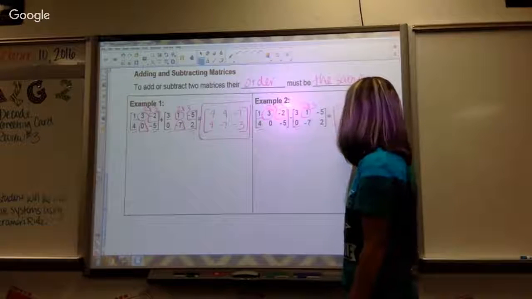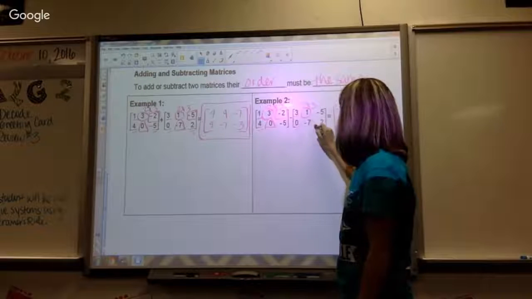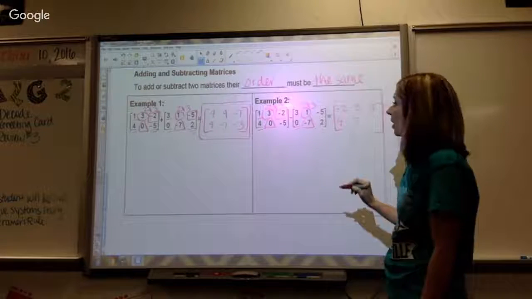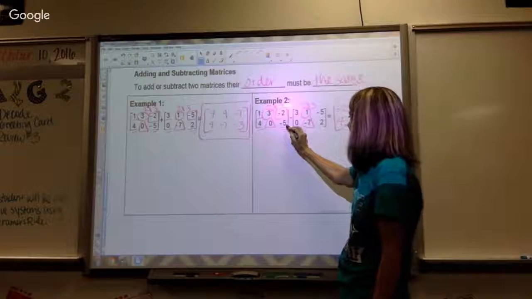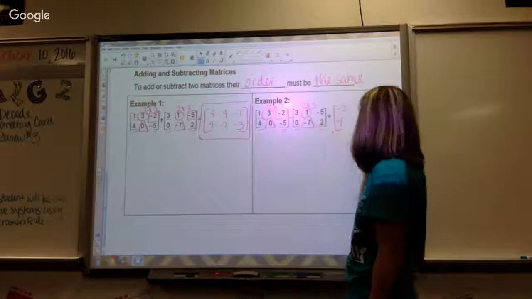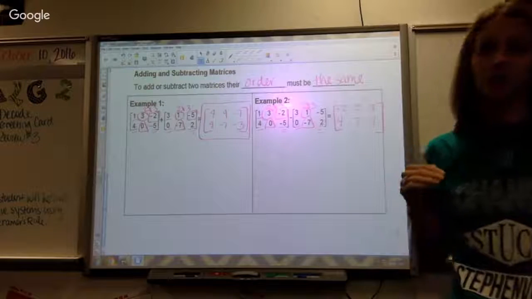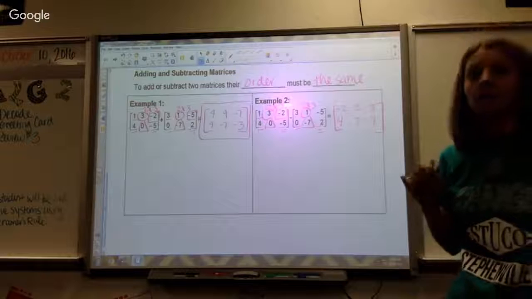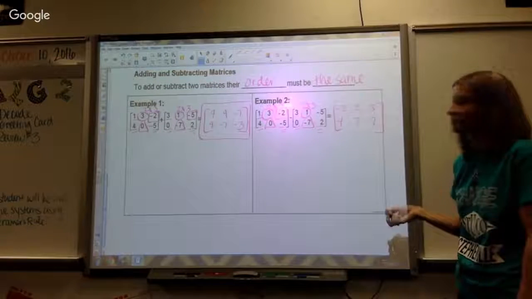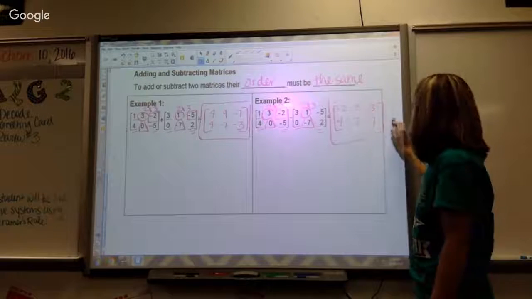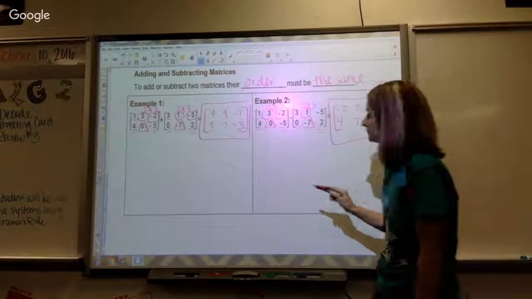4 minus 0, which is 4. 0 minus a -7, which would end up giving you a +7 there. And then the last one, -5 minus 2, which would give you a -7. So make sure that you're paying close attention whenever you're subtracting, especially when you're subtracting negatives, that's going to get plus. Okay? You should end up with the same order, and that is our answer, a 2 by 3, when you're adding and subtracting.